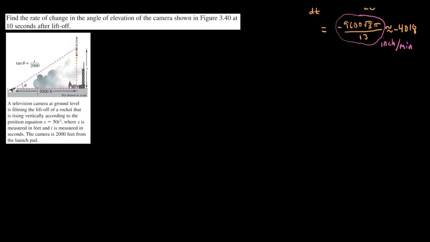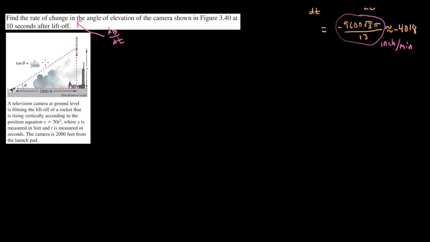Clearly as the rocket goes up, the angle theta has to increase to keep the rocket in the viewfinder. The camera looks like it's positioned 2,000 feet away from the rocket. We have a nice right triangle here, so that screams Pythagorean Theorem, trig. Yeah, we have trig involved here. So let's find the rate of change in the angle of elevation. We are looking for the change in theta, that right there is d theta dt. So that's what we're looking for.